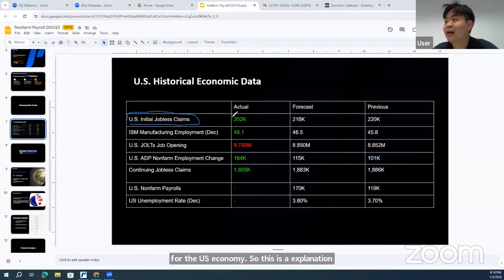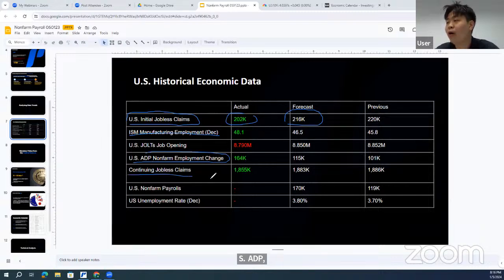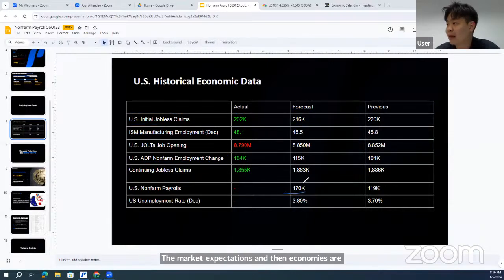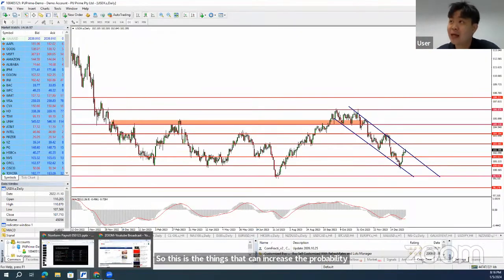So this is the reason why the actual reading for initial jobs claims is 202K. The reading is also lower than the forecast. It's actually good. Not only initial jobs claims, you can notice ISM manufacturing employment, US ADP nonfarm employment change, and continuing jobless claims are all better than the market expectations. And economists are also expecting the NFP to be better, 170K, higher than the previous reading. These are the things that can increase the probability that the NFP tonight should provide a certain positive reading. This is the main reason that caused the dollar to increase more.